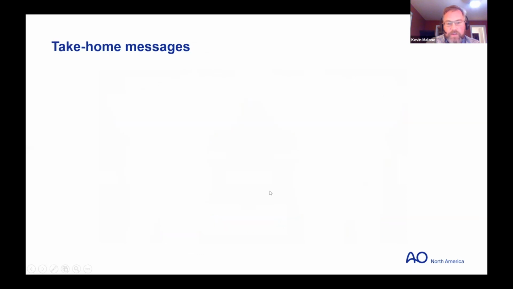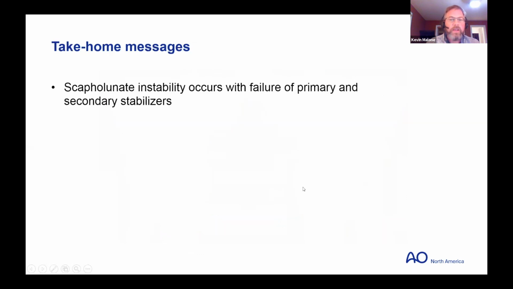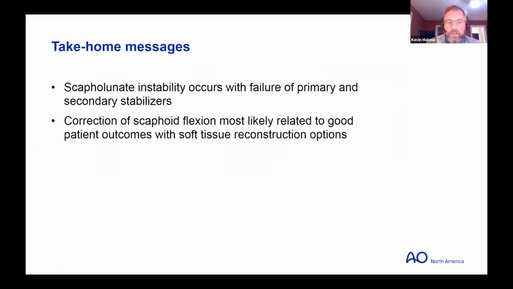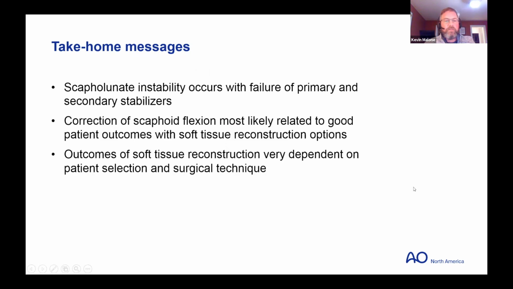So the take-home messages for these scapholunate ligament injuries: the instability is the result of a failure of the primary and secondary structures. Correction of the scaphoid flexion is most likely related to good patient outcomes with all your soft tissue reconstruction options. So you need to make sure that you address your scaphoid flexion. And then the outcome of soft tissue reconstruction is very dependent on your patient selection and your surgical technique. Thanks.